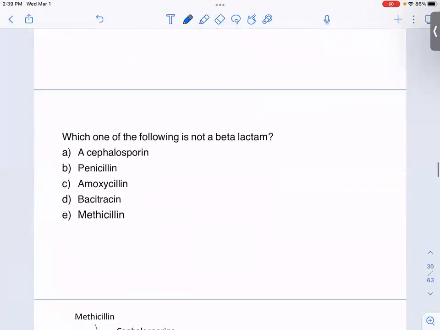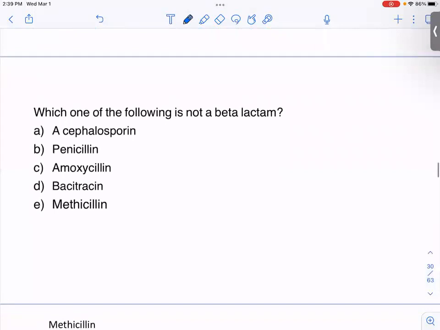Okay, so let me give you a practice question, and then I want to see if you've been listening to what we just talked about, so try not to look at your notes. Which of those is not a beta-lactam? Oh, I did this too quickly. I spelled one of them wrong. That should be an I there, amoxicillin. Okay, the one that's not a beta-lactam is the bacitracin.